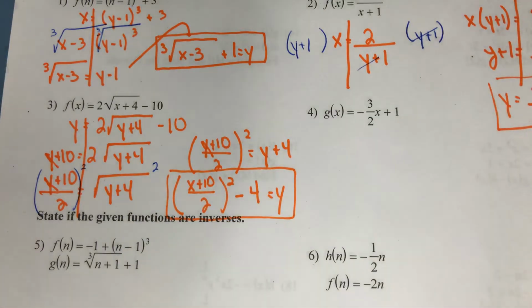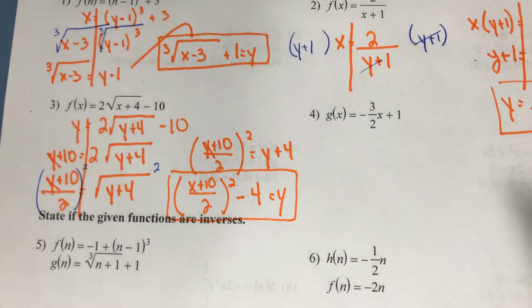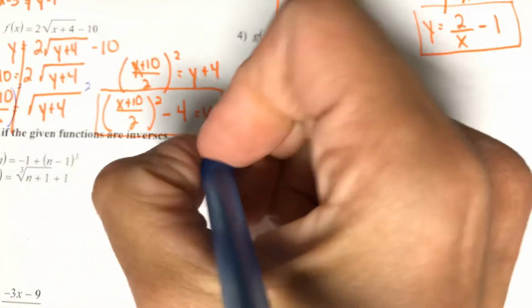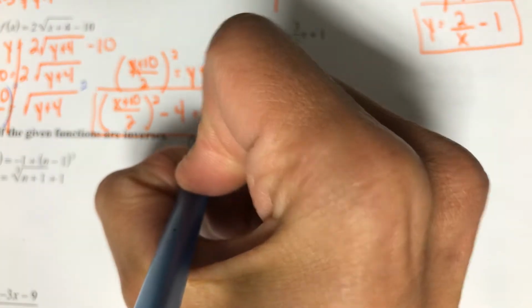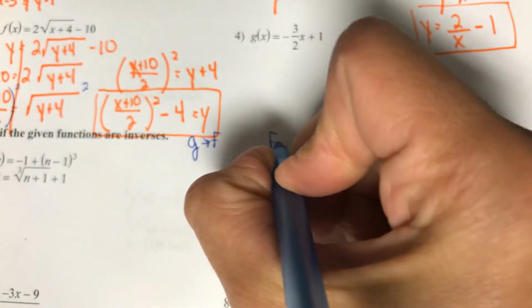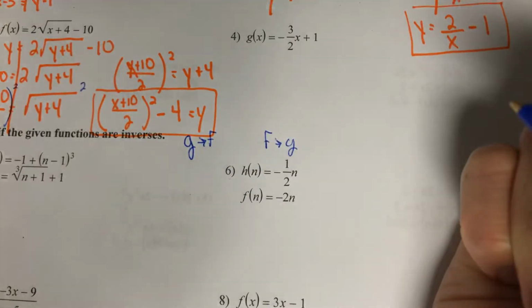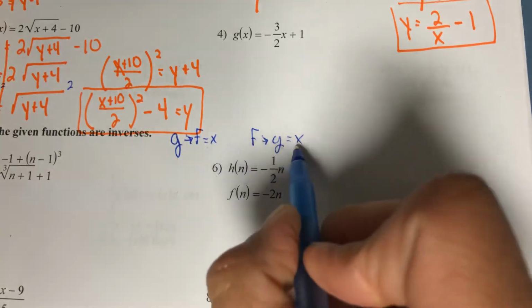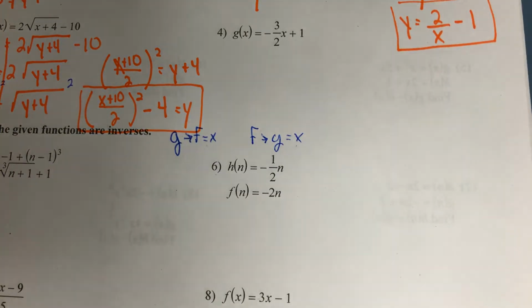All right, 5, 6, 7, and 8. You are to state if the following are inverses. So to do that, we will be using composite functions, and I will be putting g into f. I'll be taking f and putting it into g. And when I'm done, I should get x. If I get x for both of them, they are inverses of each other, and then the answer to the question is yes. If I don't get x, then the answer is no.